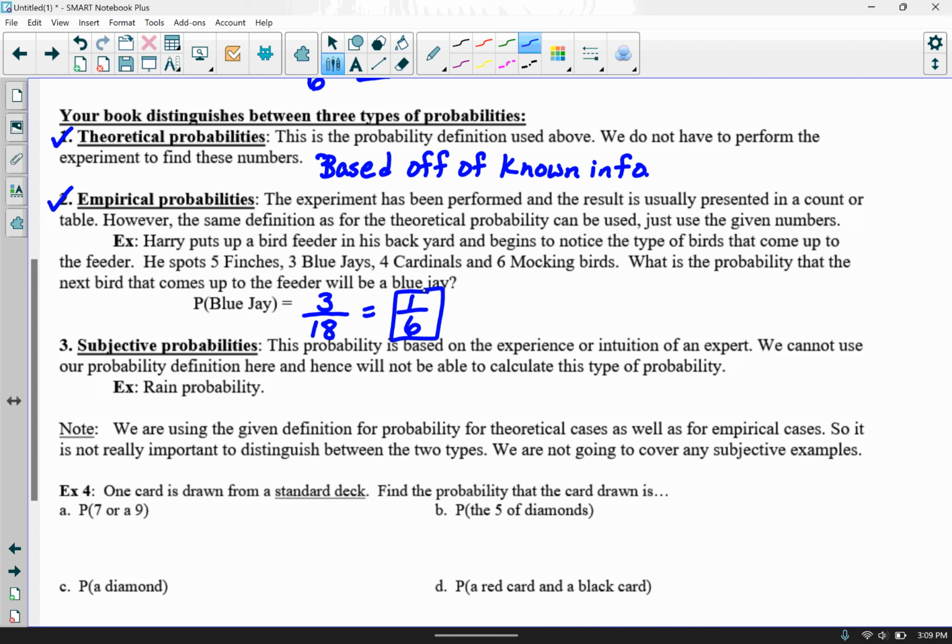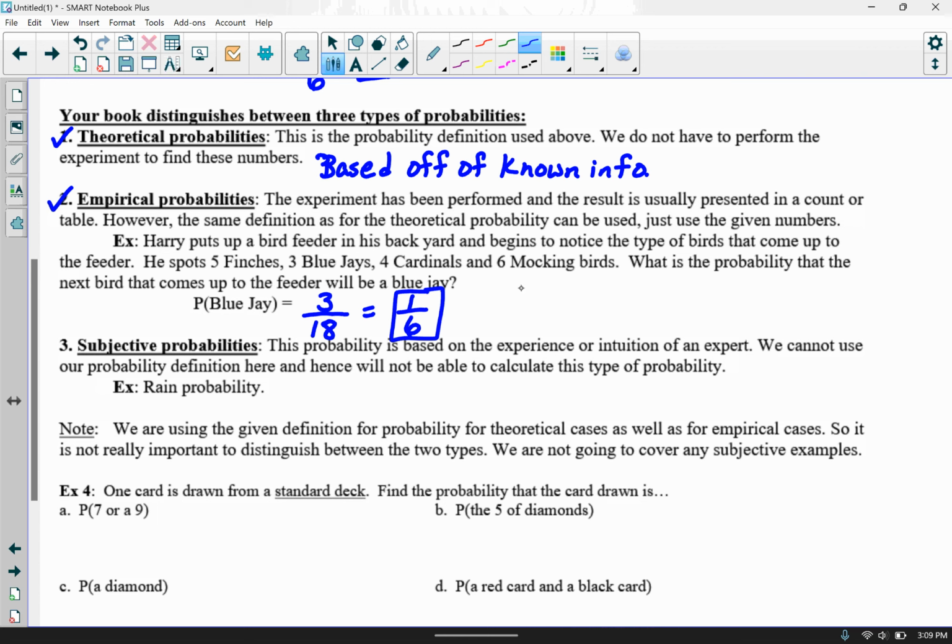And you'll know. You mean, am I going to ask you, is this theoretical or empirical probability? No, I'm just going to ask you to find the probabilities. And so you're going to know, if she's asking me about a standard die, I'm supposed to know what's on a standard die. That's the numbers 1 through 6. But if it's empirical, I have to give you this kind of information.